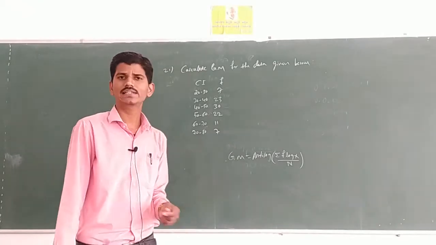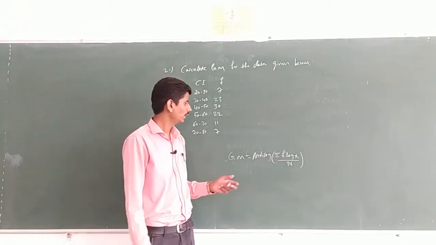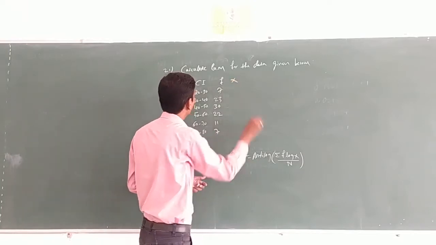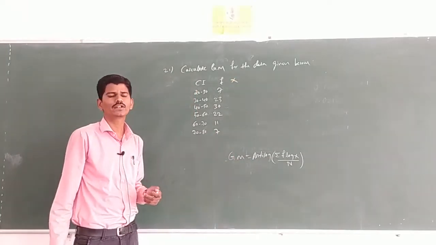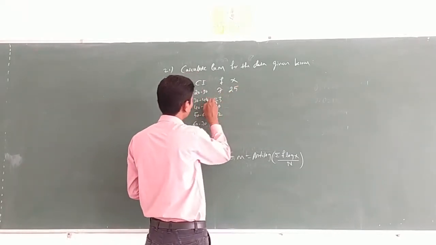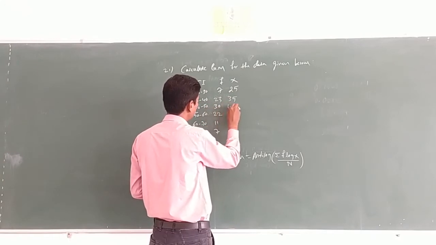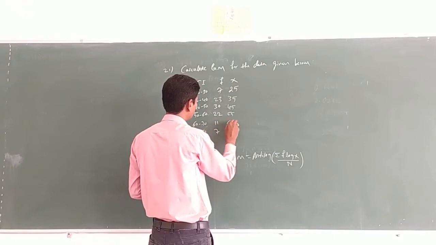What is x here? x is the class mid value, the midpoint of the class interval. You have to find the x values. Class interval 20 to 30, class mid value is 25. 30 to 40, mid value is 35. 40 to 50, 45. 50 to 60, 55. 60 to 70, 65. 70 to 80, 75.